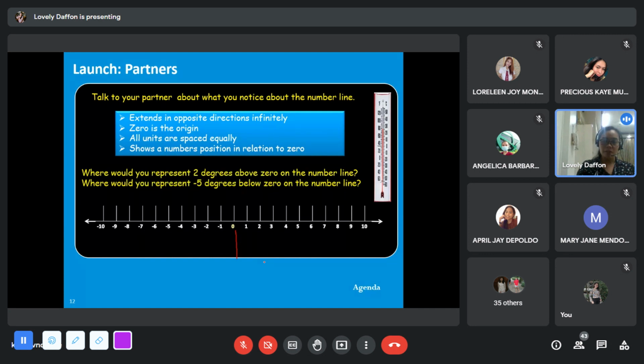Where would you represent 2 degrees above zero? So, of course, 2 degrees above zero, that should be here. Where would you represent negative 5 degrees below zero in the number line? Then you will have here. Later on, we will be having a sort of an example on how you are going to do that in your class, or maybe some examples that you could also use. Because that is above, and then you also have below.